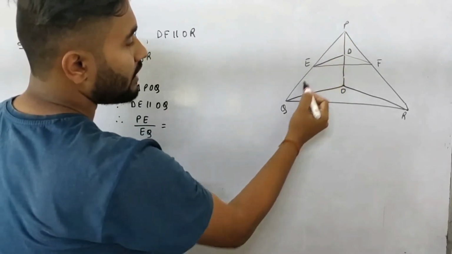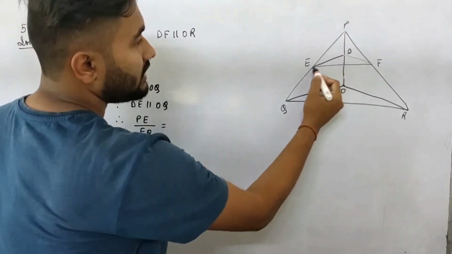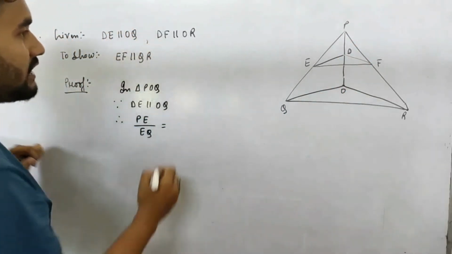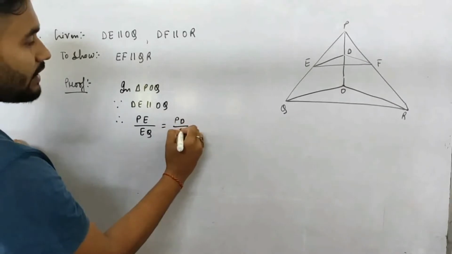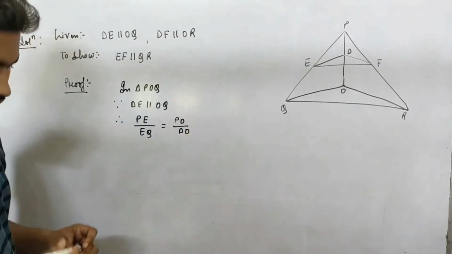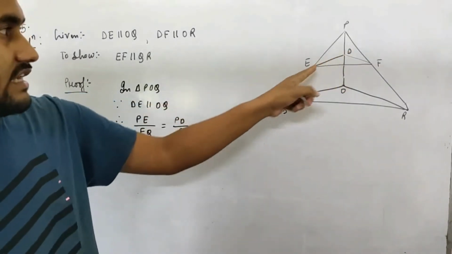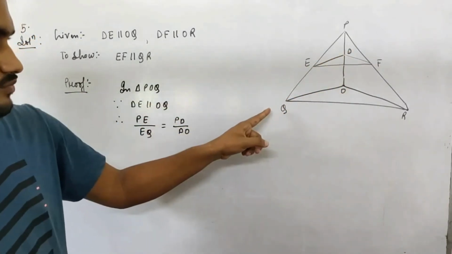So PE by EQ. Another side is what? ED. This is the other side, right? So PD will be what? PD by DO. Understood? See, DE is parallel to OQ. Okay, DE is parallel to OQ.